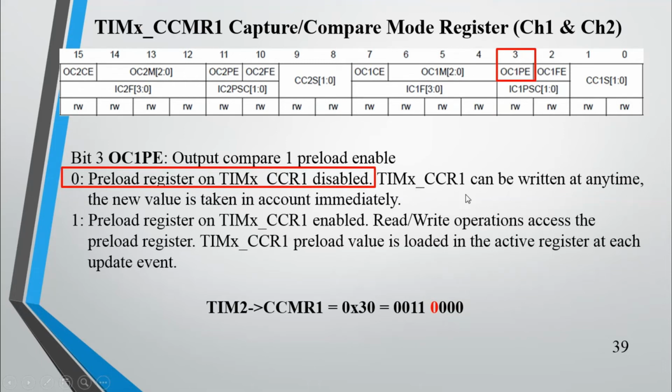So CCR1 can be written at any time and the new value is taken into account immediately. Whenever you modify the value, it should take effect immediately. The value should change immediately. So the preload register, not prescaler, preload register, I am writing as 0. I don't need the preload register. That is what I am configuring here, so bit 3 is written as 0.